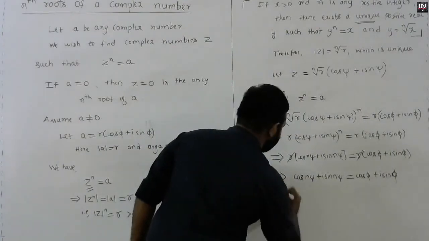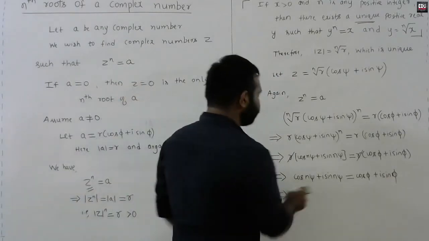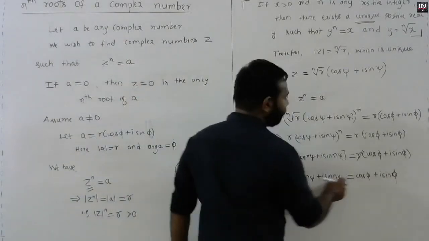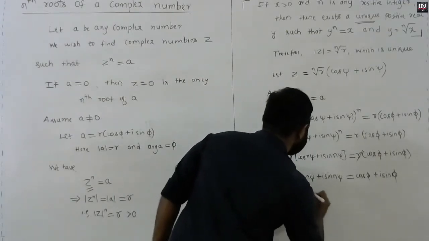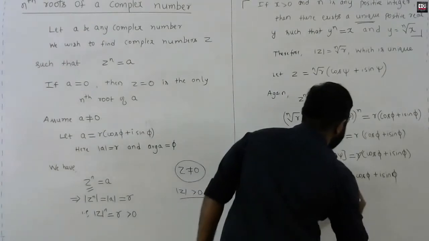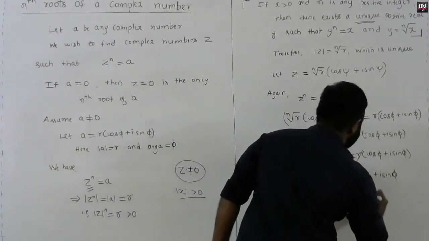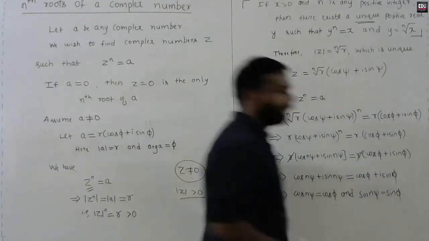And using the equality of two complex numbers, the real part has to be equal to the real part, and the imaginary part has to be equal to the imaginary part. So cos N psi will be equal to cos phi, and sin N psi will be equal to sin phi.